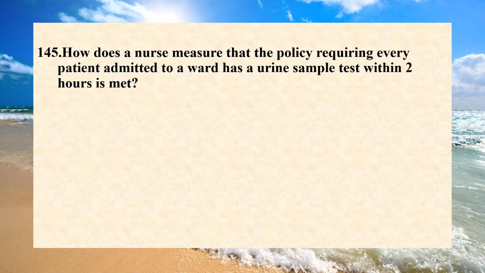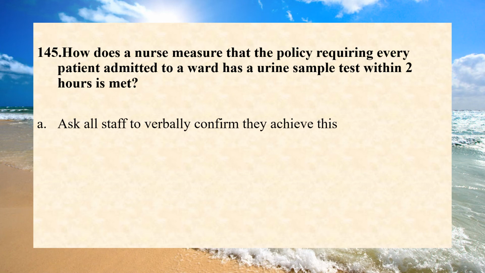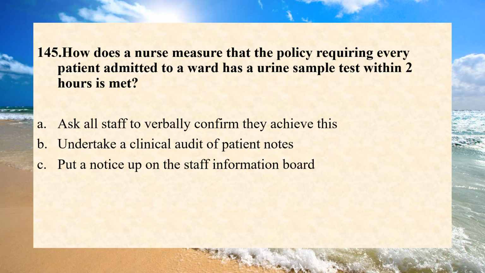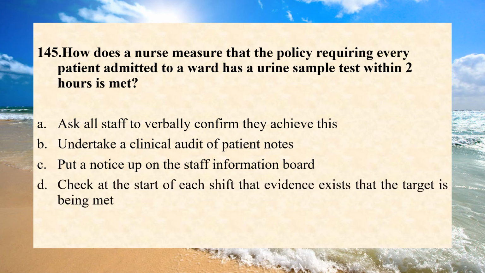How does a nurse measure that the policy requiring every patient admitted to a ward to have a urine sample tested within 2 hours is being met? Option A, ask all staff to verbally confirm they achieve this. Option B, undertake a clinical audit of patient notes. Option C, put a notice up on the staff information board. Option D, check at the start of each shift that evidence exists that the target is being met. The answer is B, undertake a clinical audit of patient notes.